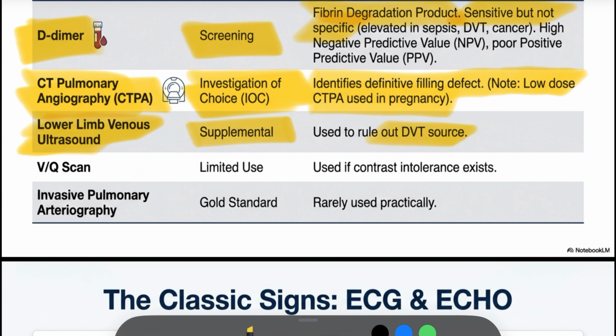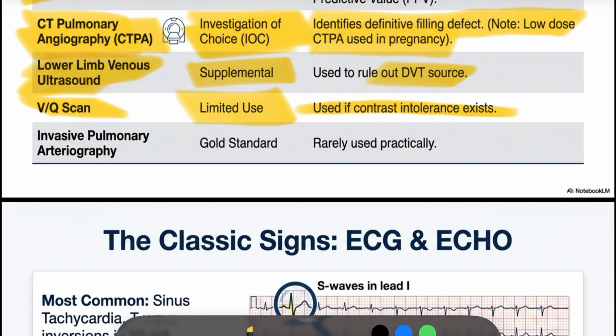Then we have VQ scan, limited use, used if contrast intolerance exists. CT pulmonary angiogram involves contrast. If the person is not tolerant to such kind of investigation, then you have to go for VQ scan.